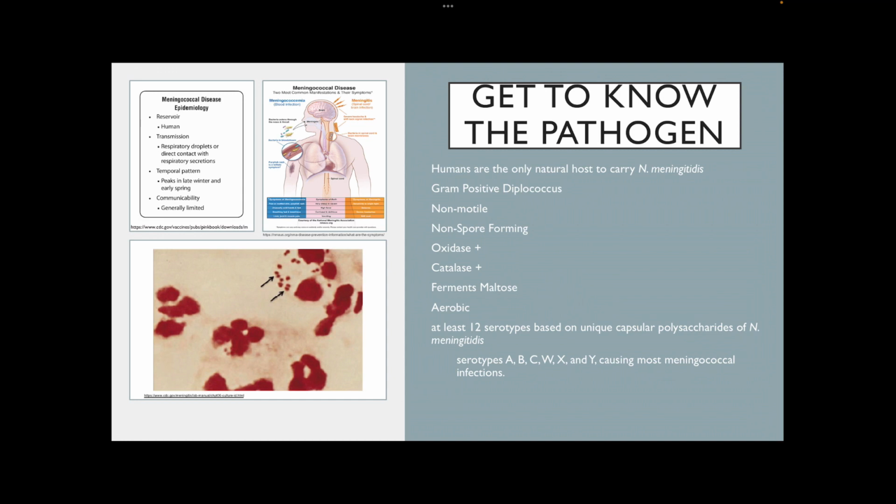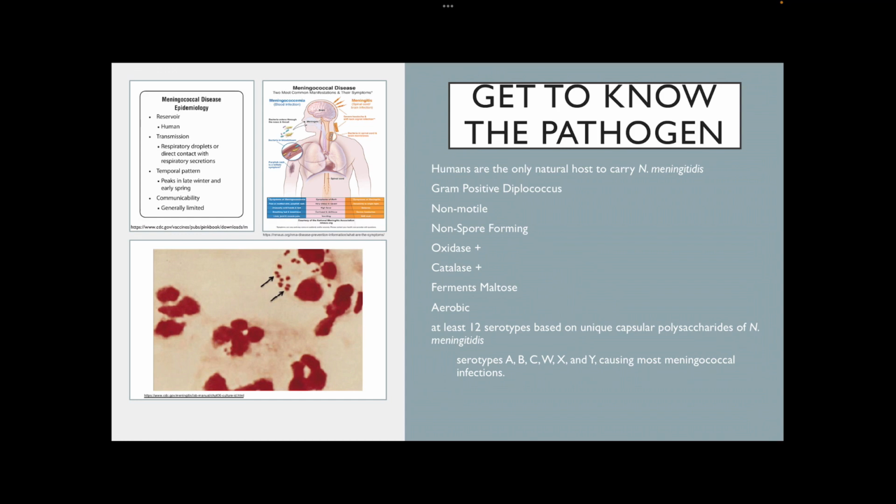So there are multiple ways that we identify the pathogen. A lot of the tests that we see here, that it's positive or negative for, we've done in class as well. It's gram negative, non-motile, oxidase positive, catalase positive, and it grows best under aerobic conditions, which makes sense if it can live in the nasal passages. It has access to air.